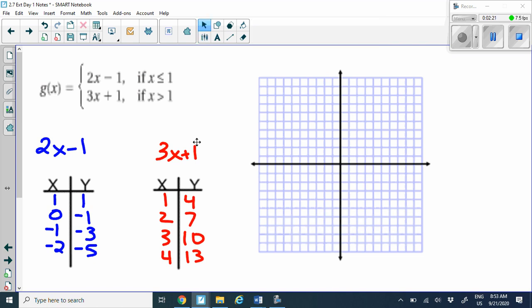Okay, so now our next thing is to plot these points. Before we do this, we need to talk about open and closed circles. Remember, when we did absolute value inequalities, we talked about open and closed circles when we graphed it on a number line. Anytime we have an equal bar, that's when we're going to have a closed circle. Anytime we have no equal bar, we're going to have an open one. So on the 2x minus 1, because we have x is less than or equal to, our first point of 1, 1 is going to be closed.